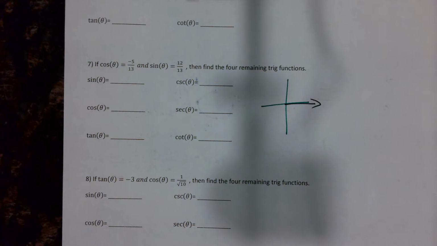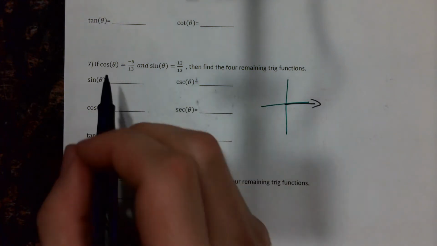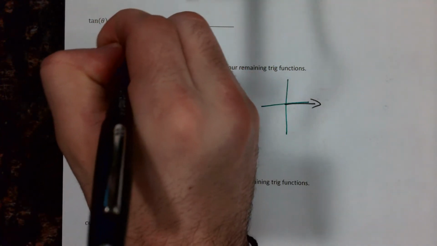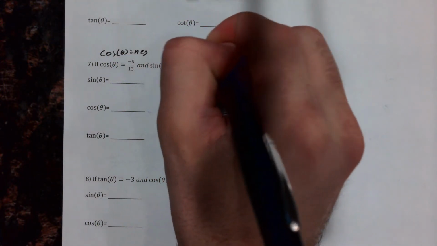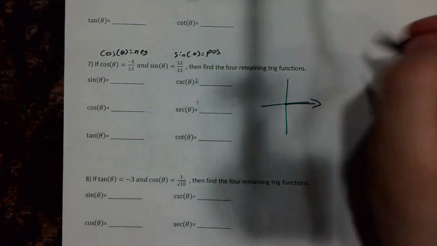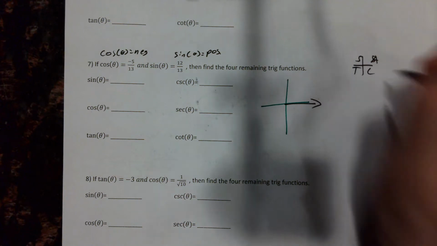So, here's the thing, I don't know what quadrant to draw it in, right? But I do know a lot of information. I know cosine is negative, and sine is positive. Now here's the thing, that little acronym, all students take calculus, helps me out here.